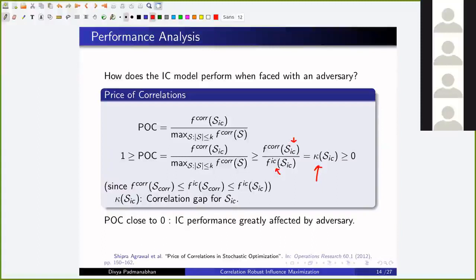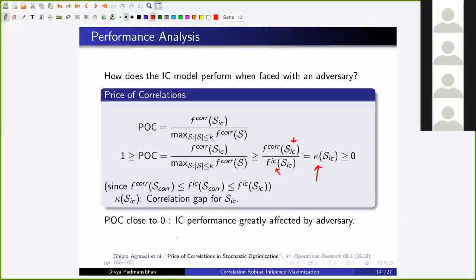These inequalities are just the consequence of the correlation function being a worst case computation. So what does this mean? If we have a price of correlation close to 1, it means that the independent cascade model is not performing very badly. It's still performing reasonably well when there's an adversary. But if it's close to 0, its performance is very much affected by the adversary. So we try to compute or get some results on the values of the price of correlation.